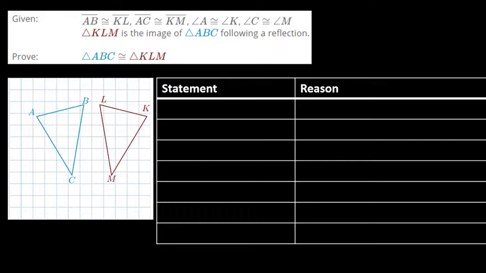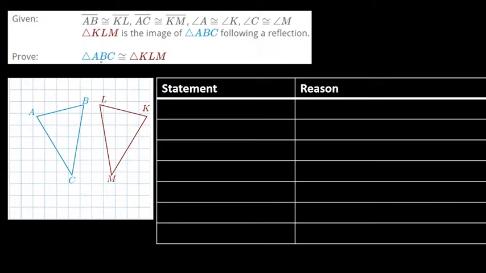congruent to triangle KLM. Alright, so there's a lot of information being thrown at us here, so let's get organized before we get started. And of course you'll notice that in your workbook they've actually already filled in most of the steps, but I thought it might be beneficial for us to start from the beginning and really construct this proof all the way through. So that being said, let's get started.